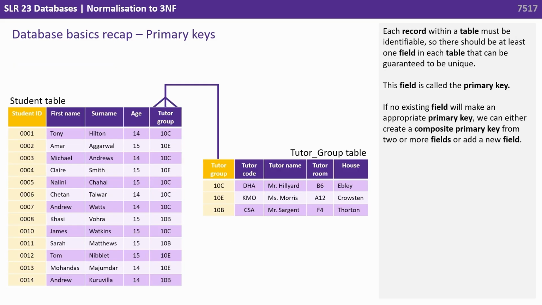Each record within a table must be identifiable, so there should be at least one field in each table that can be guaranteed to be unique. This field is called the primary key. If no existing field will make an appropriate primary key, we can either create a composite primary key from two or more fields, or add a new field.